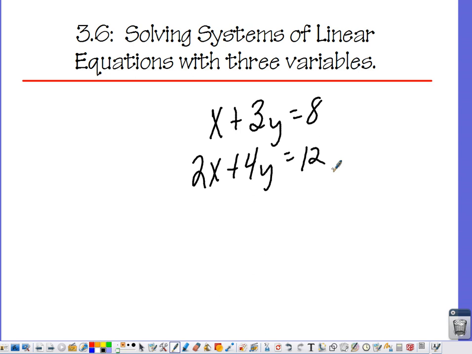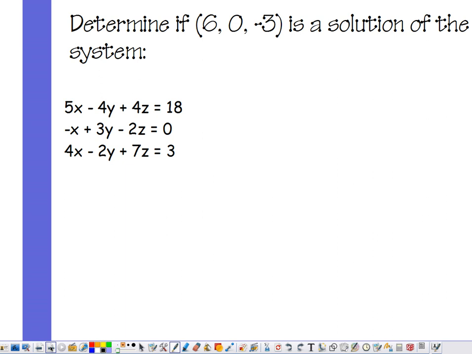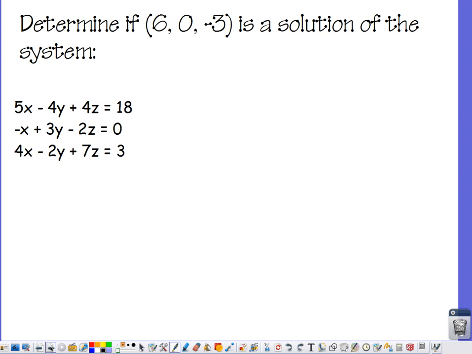in both equations. Well, what we're going to be doing in this lesson is we're going to have three variables: an x variable, a y variable, and a z variable. And just like this one, the first variable is the x, second variable is the y, and the last one is z. Okay? And just like when we did two variables, in order for 6, 0, negative 3 to be a solution, it has to work in all the equations. And just like two variables, all you have to do is plug in the equations and make sure they work.